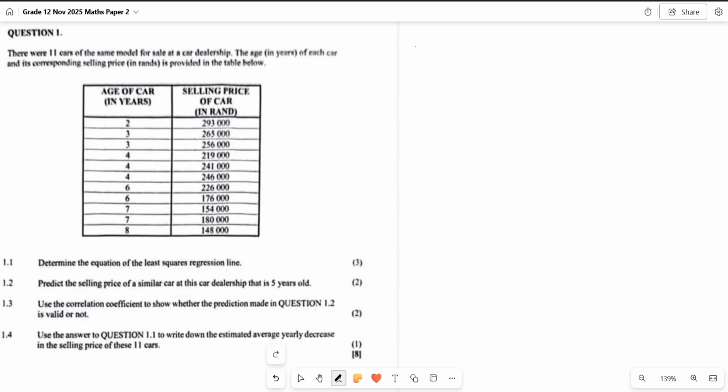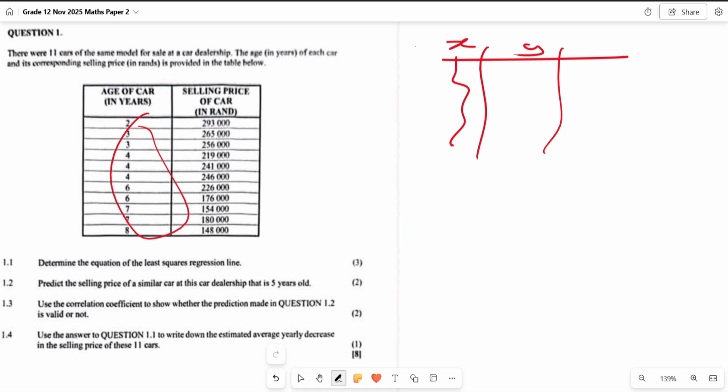Okay, this question: determine the equation of the least squares regression. You take your calculator and then it shows you two columns, one that has x and one that has y. In the place of x, we'll just put these values, and in the place of y, we'll put these values here.